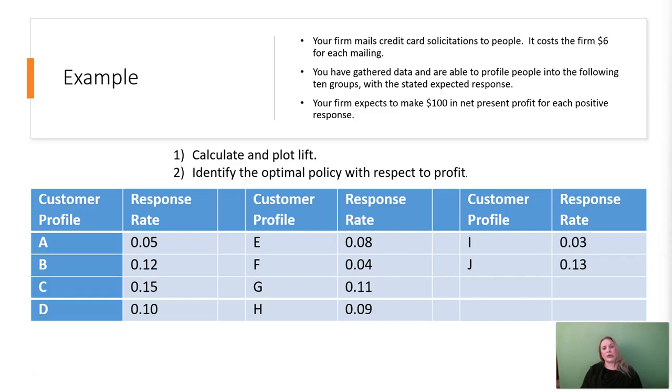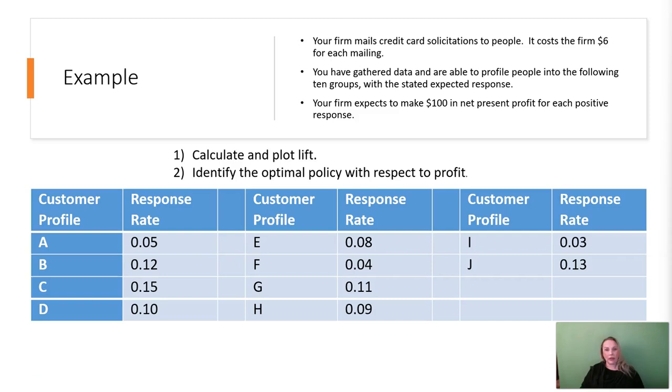So now let's go through another example where you can work through this on your own. So we have our credit card solicitations being mailed out at $6 per mailing. We've gathered data and we're able to profile our people into the groups given here below. And we expect to make $100 in net present profit for each positive response. So the first thing we're going to do is calculate and then plot our lift. And then we're going to look at our profit policy.